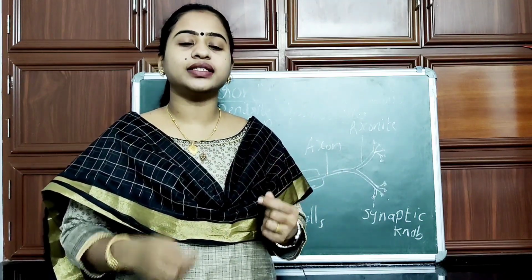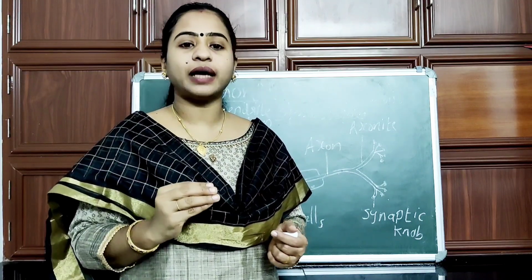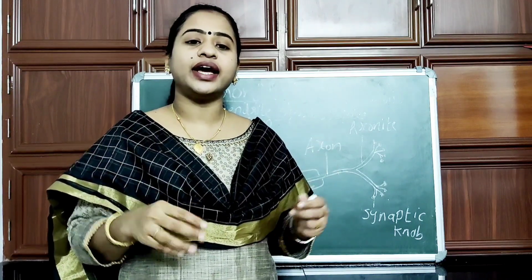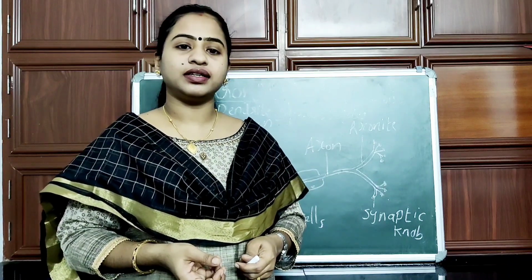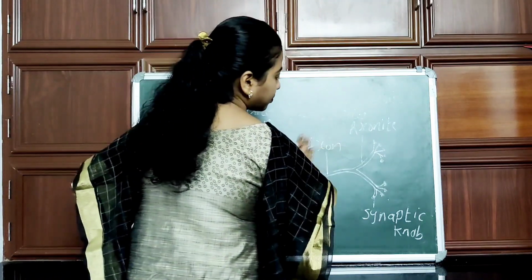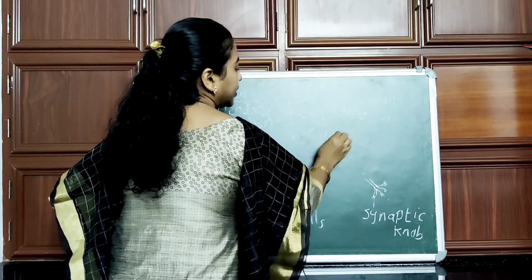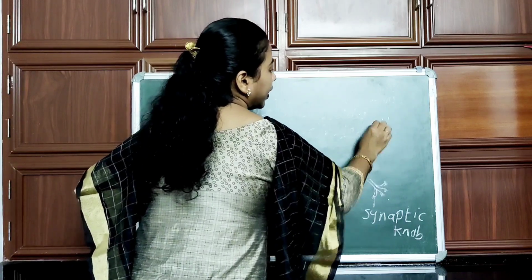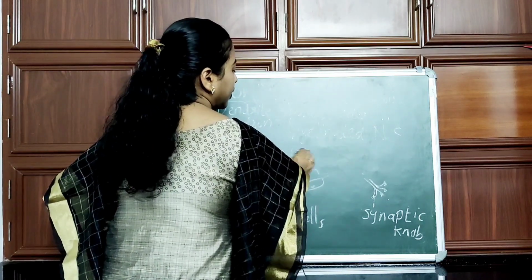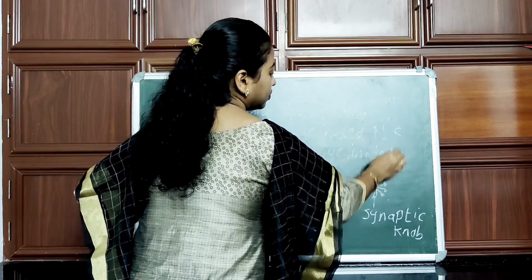The nerve cells, a group of axons, are of two types. They are myelinated nerve cells and non-myelinated nerve cells. What are myelinated nerve cells and what are non-myelinated nerve cells?